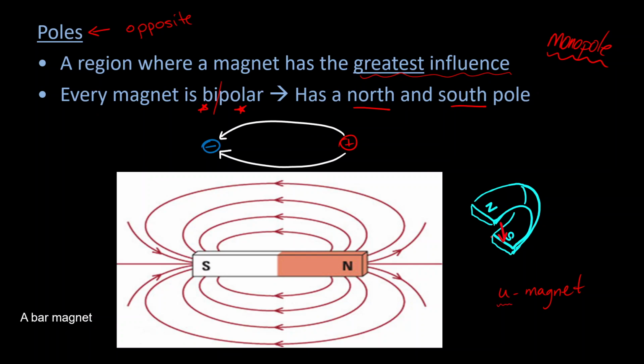And this amazing diagram just shows you that we would still have field lines running from north to south. So straight down between them, maybe curling around a little bit on the ends like that, but definitely still from north to south.